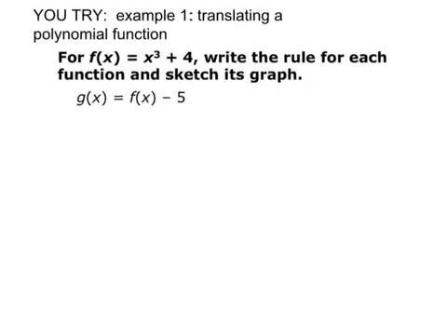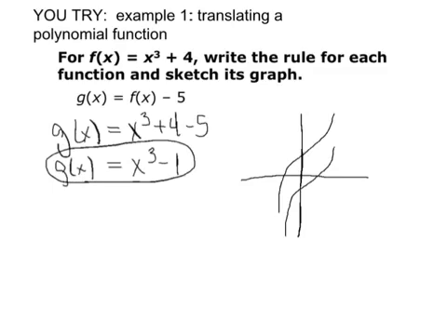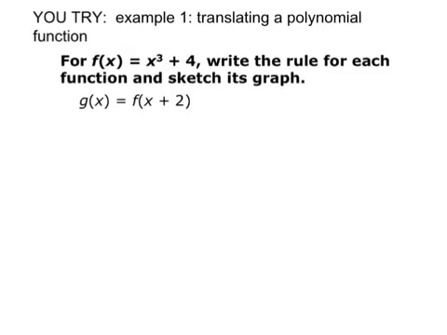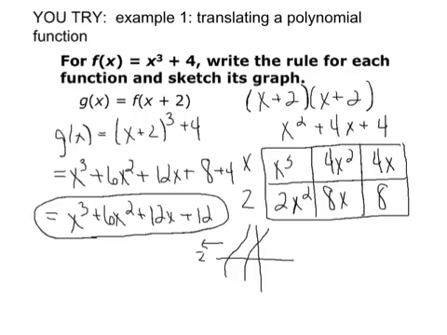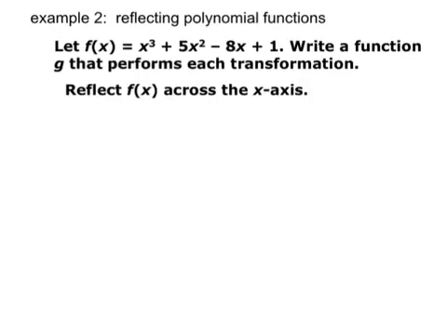Okay, you try this one. Pretty simple. It translated horizontally down 5. Okay, try this one. Alright, this is the same as the first one I did where we had to multiply the x plus 2 3 times and then add 4 to it at the end. And our translation is horizontal, left 2 units.